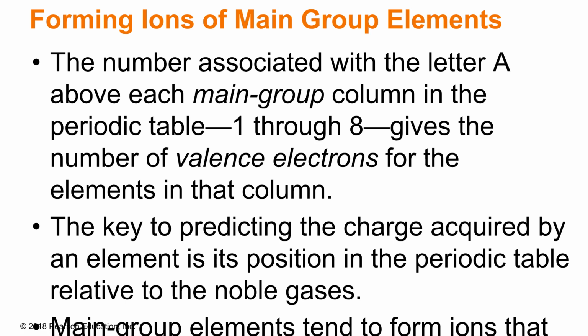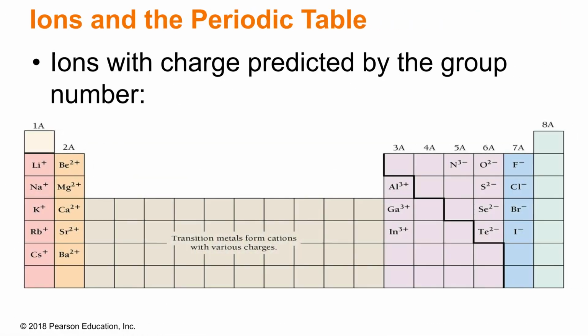For main group elements, the column number indicates the number of valence electrons. Elements tend to gain or lose these electrons to achieve the same valence electron count as the nearest noble gas. This table illustrates how the group number helps predict the charge of an ion. Please note that some elements like silver and zinc have charges that do not follow this group-based pattern.